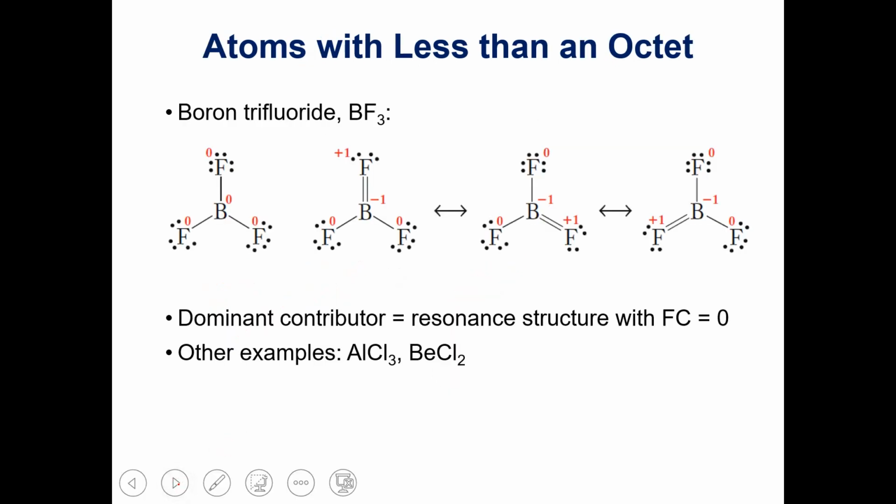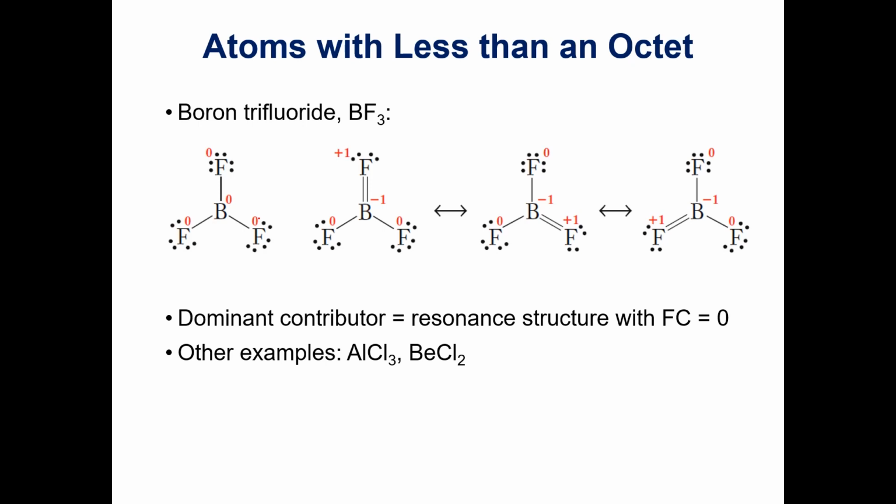Now let's look at why we don't do that. So if you calculate formal charges, which I'm not going to make you do because this has already been done for you, then what you will find is if you put a double bond between the boron and any of the fluorines, you end up with a formal charge of 0 on 2 of the fluorines, a positive 1 on the fluorine that's double bonded, and a negative 1 on the boron. The structure that only has 6 electrons around boron has a formal charge of 0 on everything.